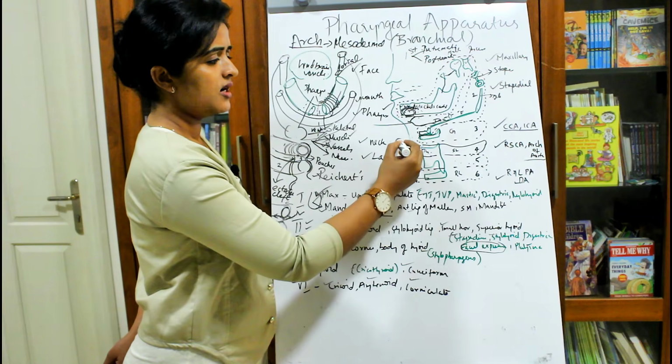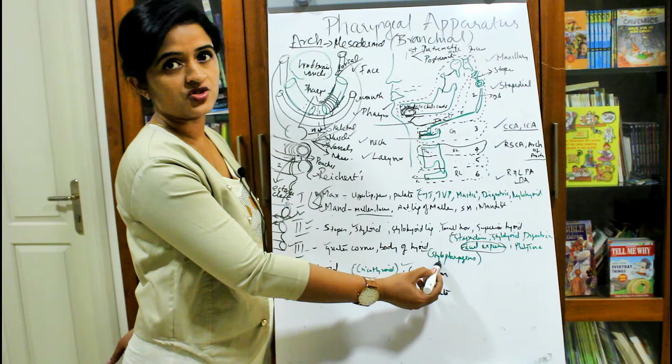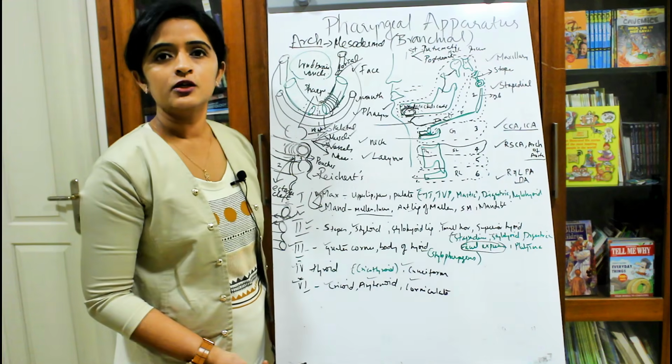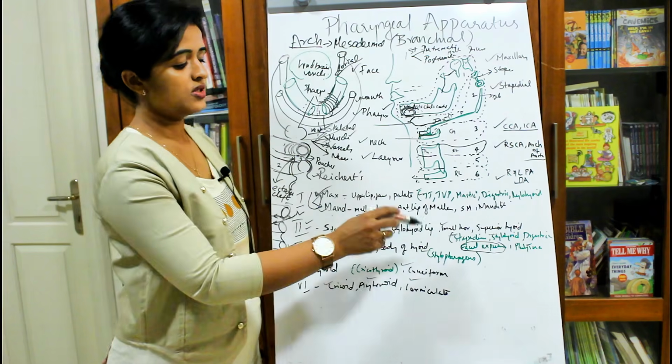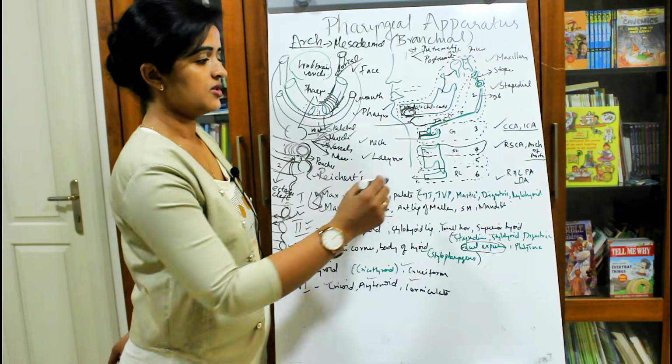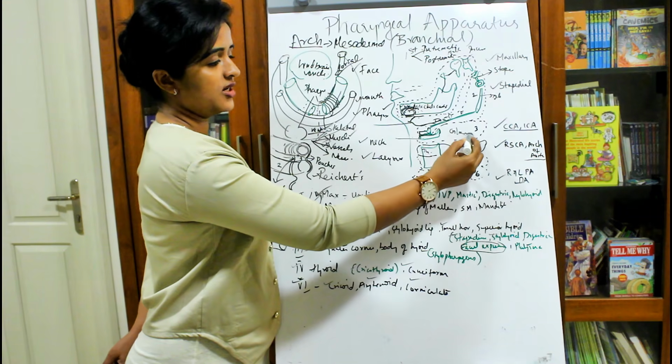What about the third arch? This is the third arch. What is the muscle of the third arch? Stylopharyngeus. So this is supplied by the glossopharyngeal nerve, isn't it? The glossopharyngeal nerve has only one motor supply, that is to the stylopharyngeus. So the third arch nerve will be the glossopharyngeal nerve.